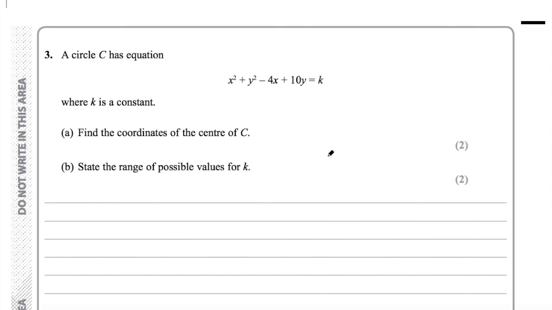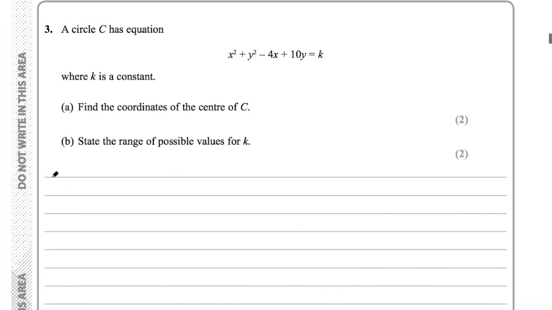Question 3 says a circle C has equation x squared plus y squared minus 4x plus 10y equals k, where k is a constant. Part A says find the coordinates of the center of C, and then part B says state the range of possible values for k.